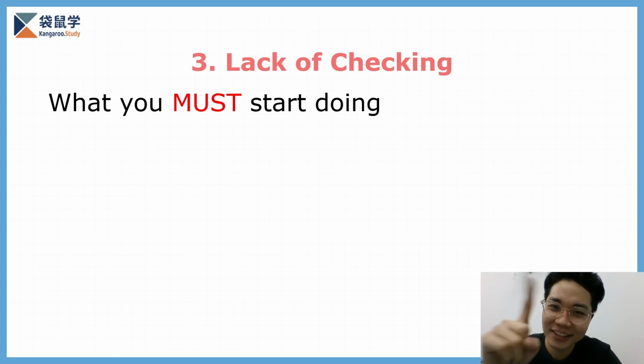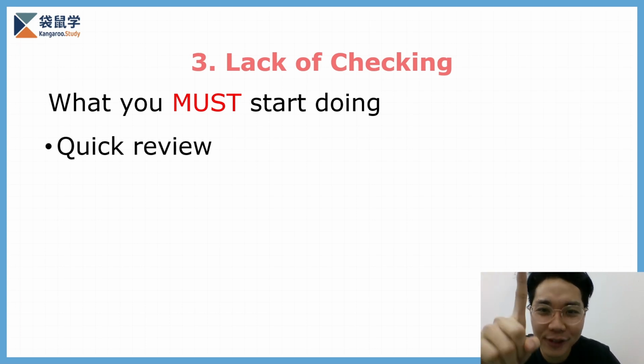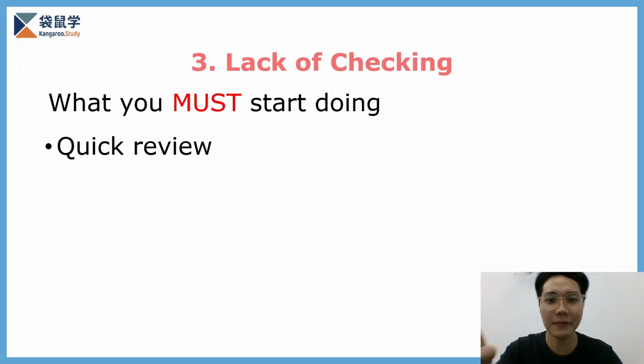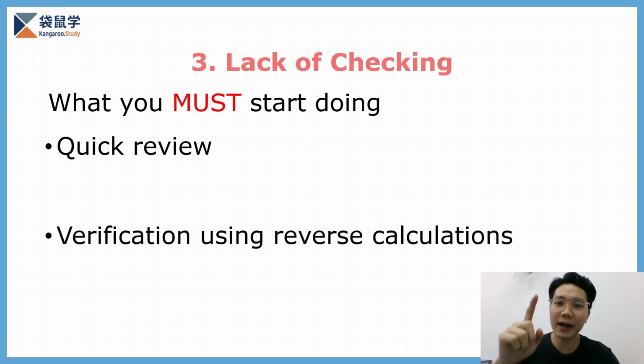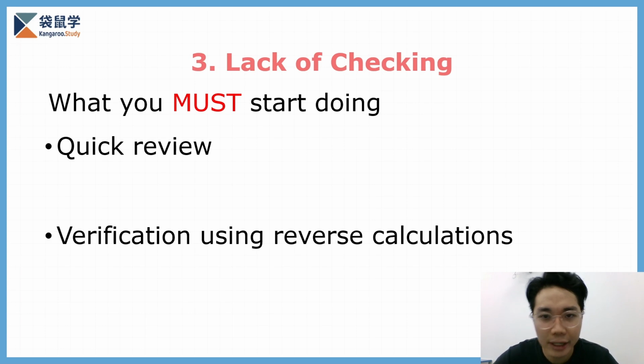So what must you start doing? Of course, you must check. But how do you check? First, you can do a quick review. When you move on to the next step, check the previous step. Oh, is this what I have? Minus 5, minus 3. Then it becomes a negative 8. Okay, looks like it's correct. Do a quick review. And after you're done with the question, you can verify using reverse calculations. You can work backwards, use reverse calculations to see if it's actually correct. This way is to check. Not just look at the answer, looks correct, okay, I think I checked. A lot of you do this, don't do this. Make sure you check thoroughly. Okay? Next.